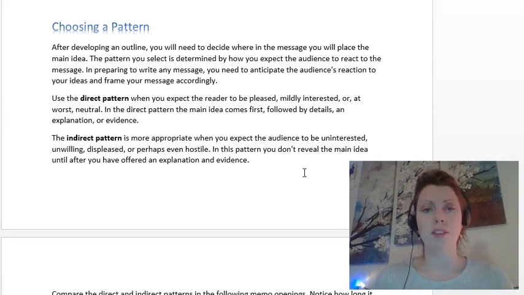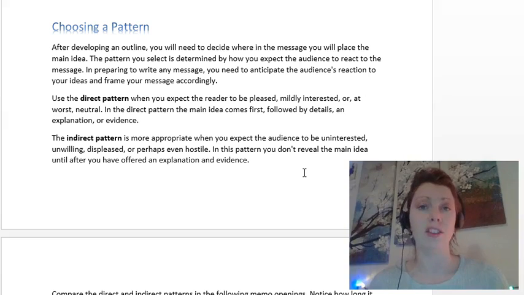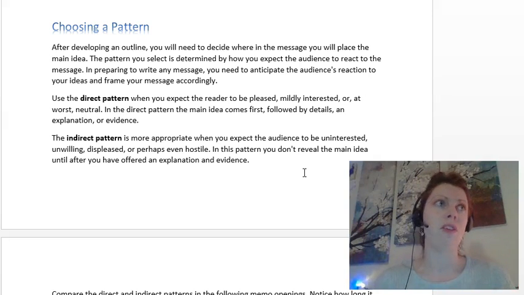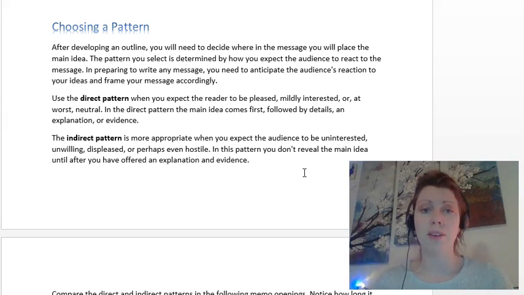So in preparing to write any message, you need to anticipate the audience's reaction to your ideas and frame your message accordingly. So you need to know your audience. You need to think about the subject matter, the material. What are you talking about? Is this sensitive? Will it be sensitive for this particular audience?